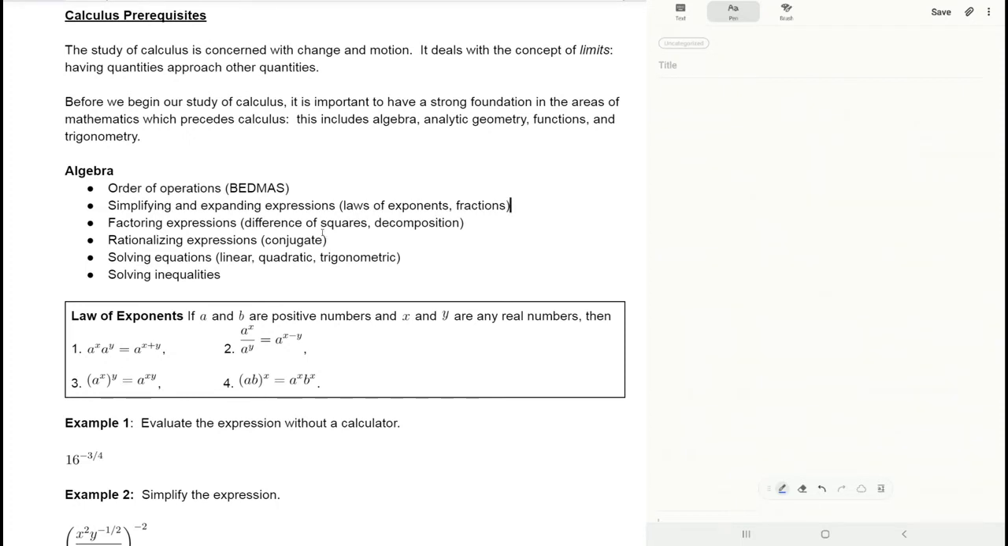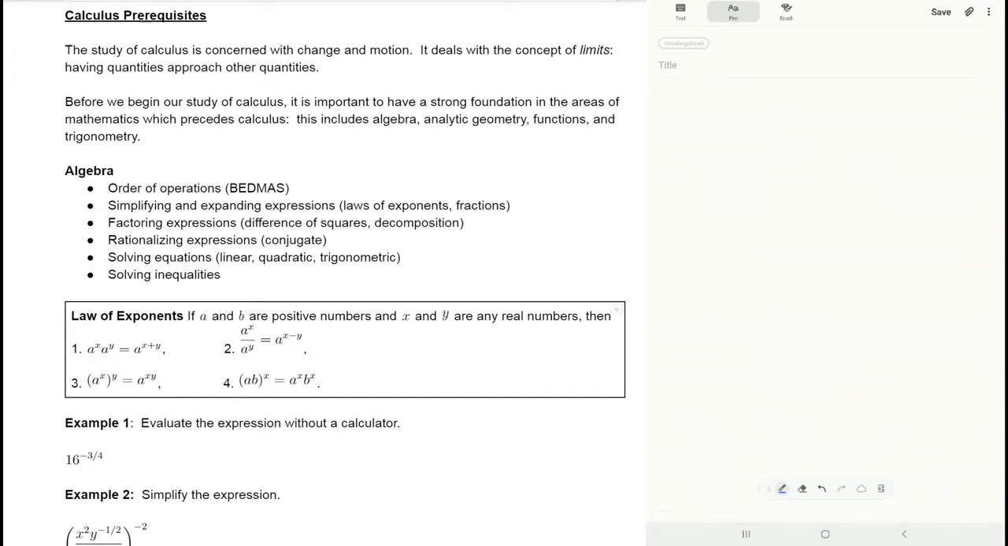We also want to rationalize certain expressions that involve square roots. And here we can use what is called a conjugate to rationalize either the numerator or denominator. Next, we want to be able to solve equations, which can be linear, quadratic, or trigonometric equations. And lastly, we'll want to be able to solve certain inequalities.